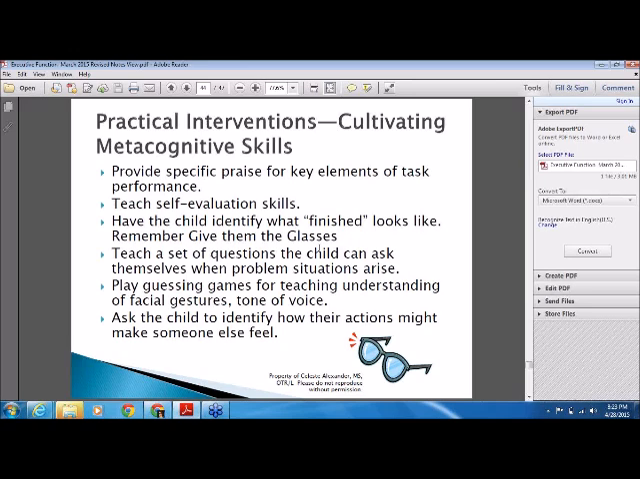And you can even do it with little kids. Gee, why would that puzzle piece not fit there? Oh gosh, it was turned the wrong way. You can do it at very basic levels, okay, with basic language if you need to. Again, we've talked about this before. Have them identify what the finished looks like. Remember to give them the glasses, give them an anchor. They don't have the visual anchor, okay?